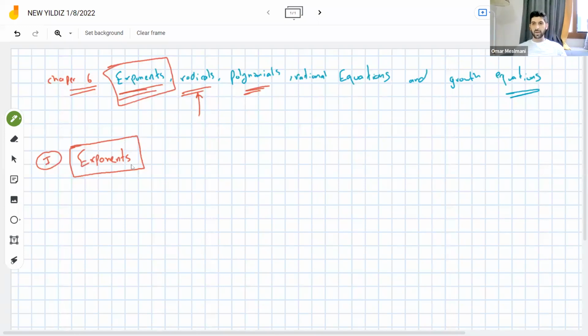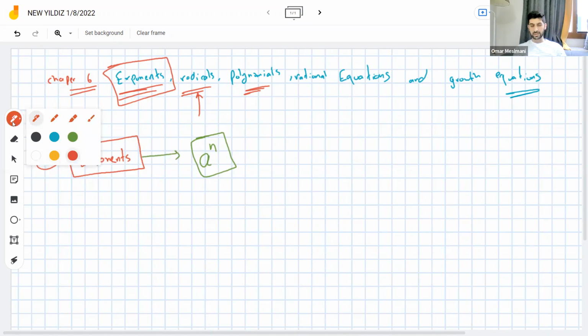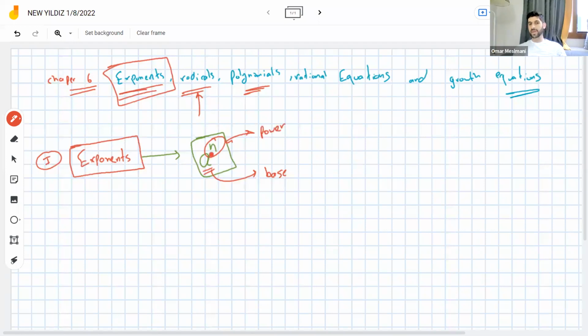Okay. All right. So we have right now a concept called an exponent. What is the exponent? It is when we have an a to the power of n. This is what we call an exponent. I have something called the base, and the n stands for the power. So I have a base and a power. This is what I call an exponent.